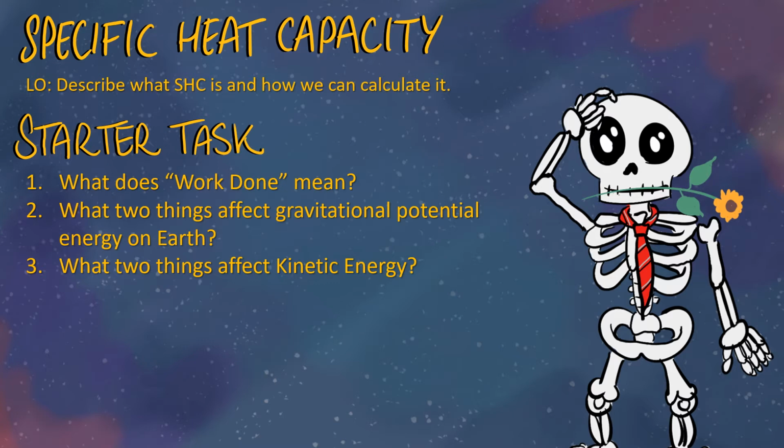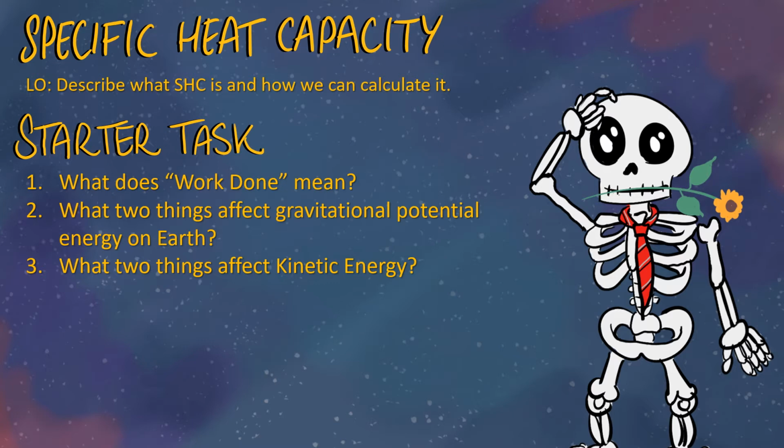Okay, starter task. What does work done mean? So work done means energy transferred mechanically. So if you have transferred energy, then you have done work. So if you have a pen on your desk right now, if you pick it up to mark this question right or wrong, then you have transferred kinetic energy into that pen and also gravitational potential energy because it is now above the ground. So you have done work. Okay, so work done is energy transferred.